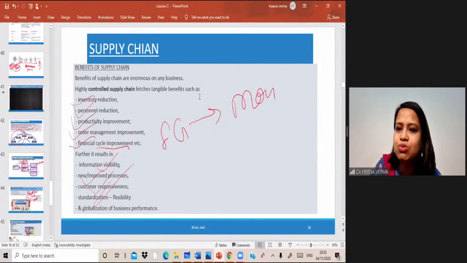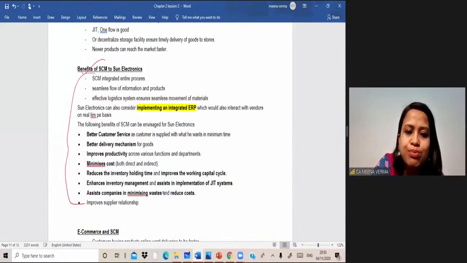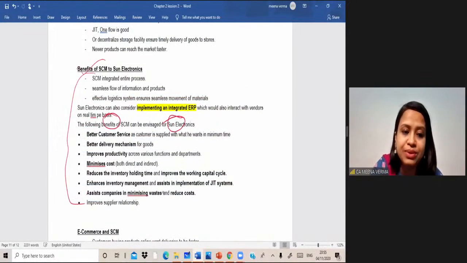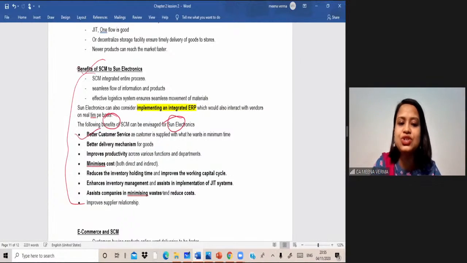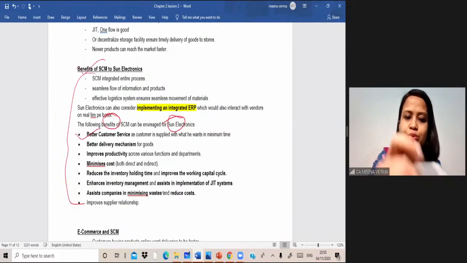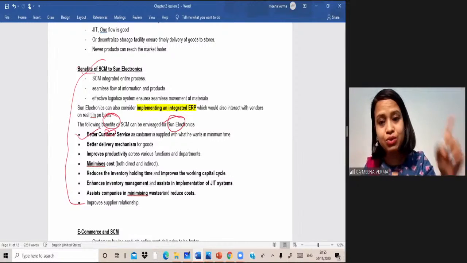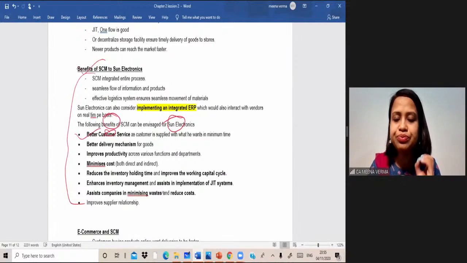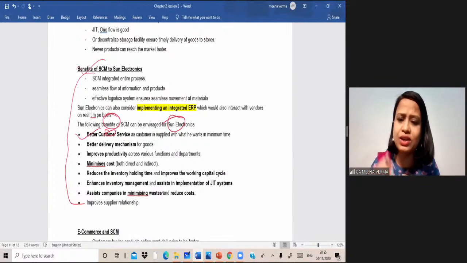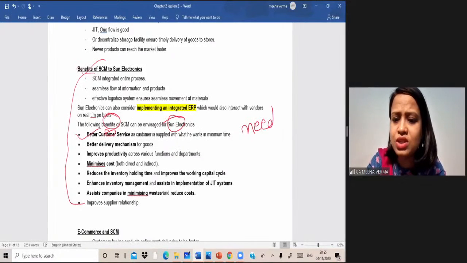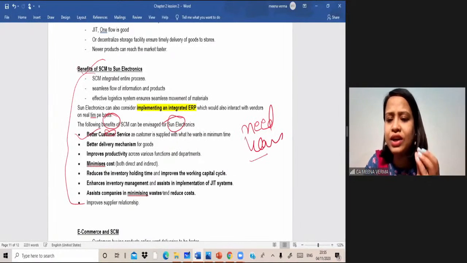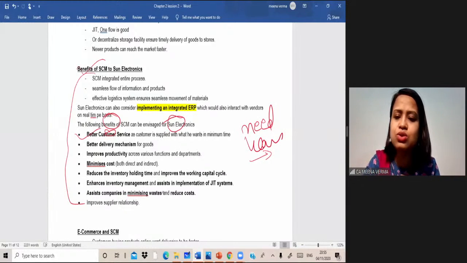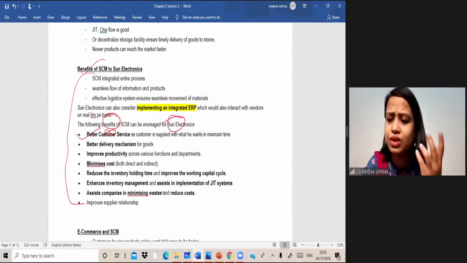Now let us consider these points in the question. How will managing the supply chain benefit this company? This will help the organization provide better customer service. If you manage the supply chain properly, you will provide better customer service. We have studied that customer service management is very important. You will understand the need and the want of the customer, and you will provide them the product on time. All these things will help you improve customer service.